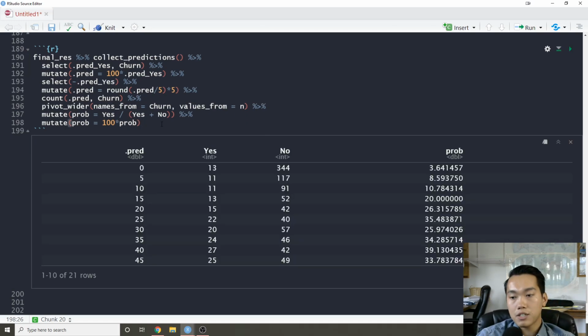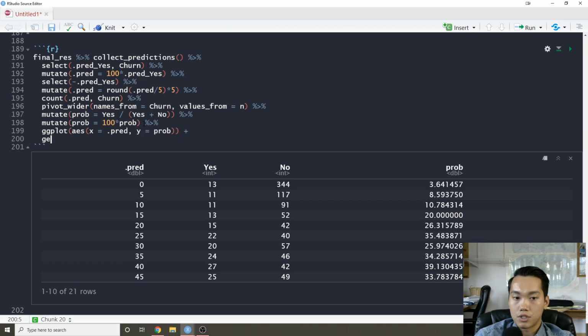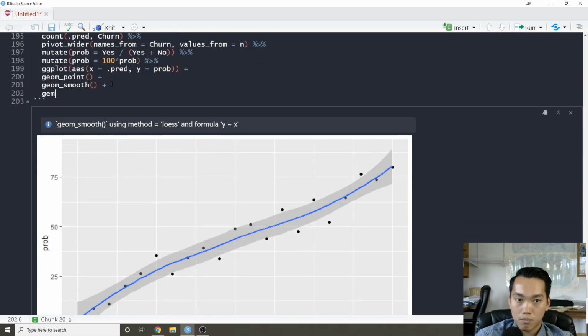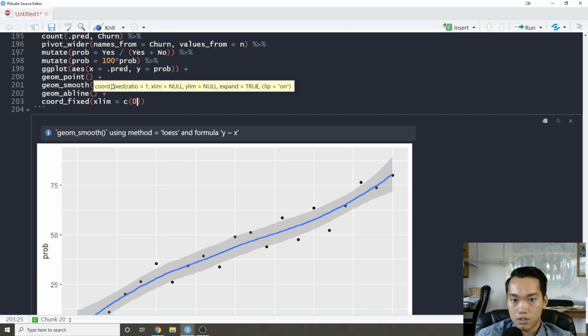So what am I doing? What I'm basically trying to measure is, when we give it a probability of being yes, what is the actual probability of us observing these outcomes? So if we say that this person will churn 50% of the time, we want to see that these customers that we say are 50% of the time will be yes, to actually end up resulting 50% of the time. So if we do that, x equals .pred, y equals prob, plus geom_point plus geom_smooth. And then what I'm going to do is geom_abline plus coord_fixed, xlim is equal to c(0, 100), ylim is equal to c(0, 100).